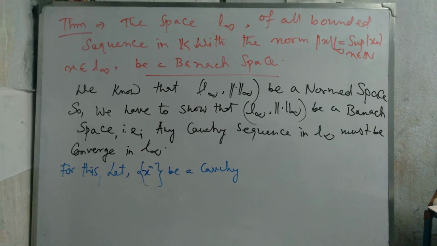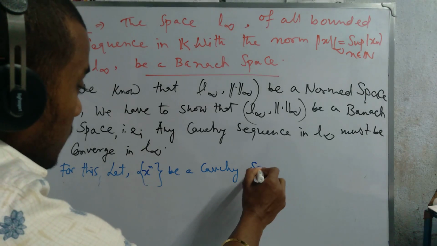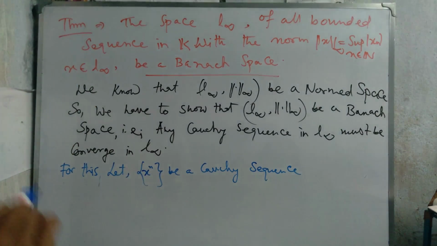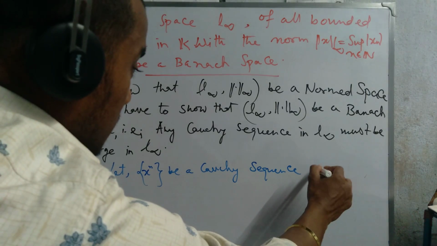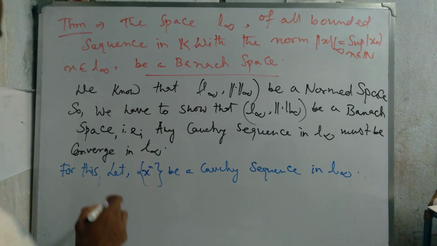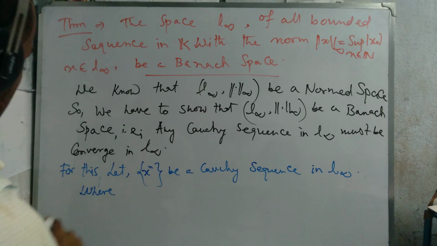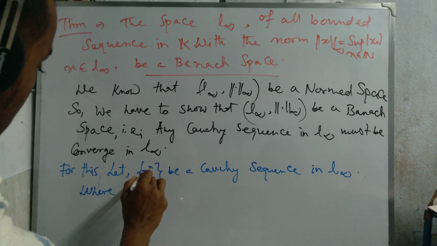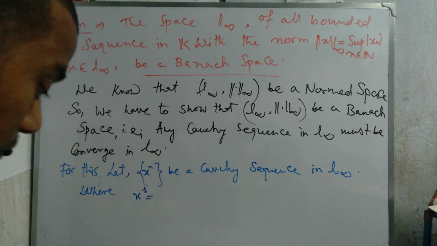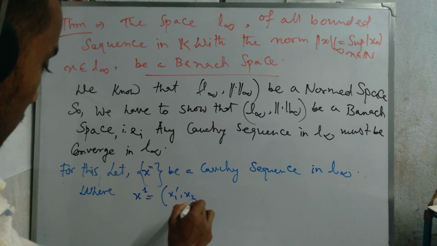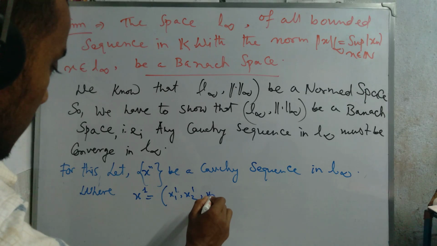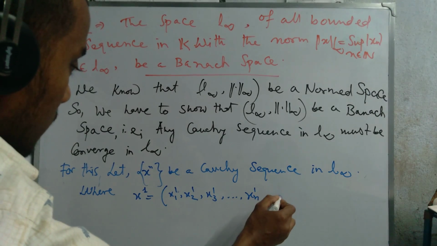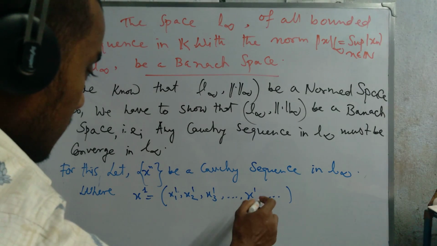Here this x^(n), we just mark its suffix as the superscript. So x^(n) is a Cauchy sequence in L infinity. Then how do we write this? If x^(n) is the n-th sequence, x^(1) is denoted in this way: x_1^(1), x_2^(1), x_3^(1), and so on, x_k^(1), and so on. Or here we write x_k, not a problem at all.